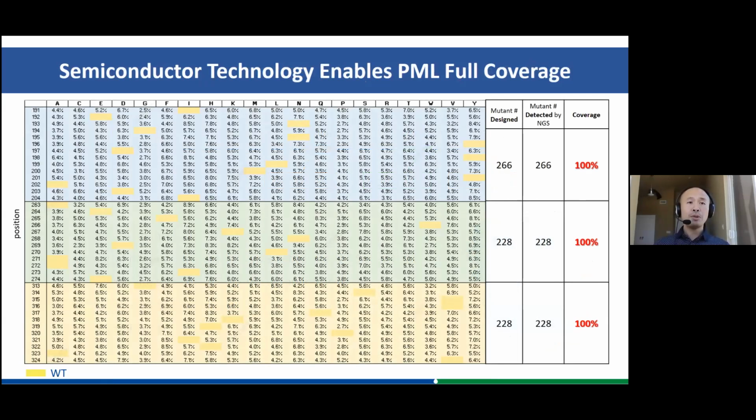So like I said, we do NGS as part of our QC. And as you can see here, this is the NGS data. For every single mutation site within the three different regions, we were able to achieve the replacement of all 19 other non-wild type amino acids. And the yellow blocks are actually wild type amino acids. So we were able to achieve 100% coverage in this case study.